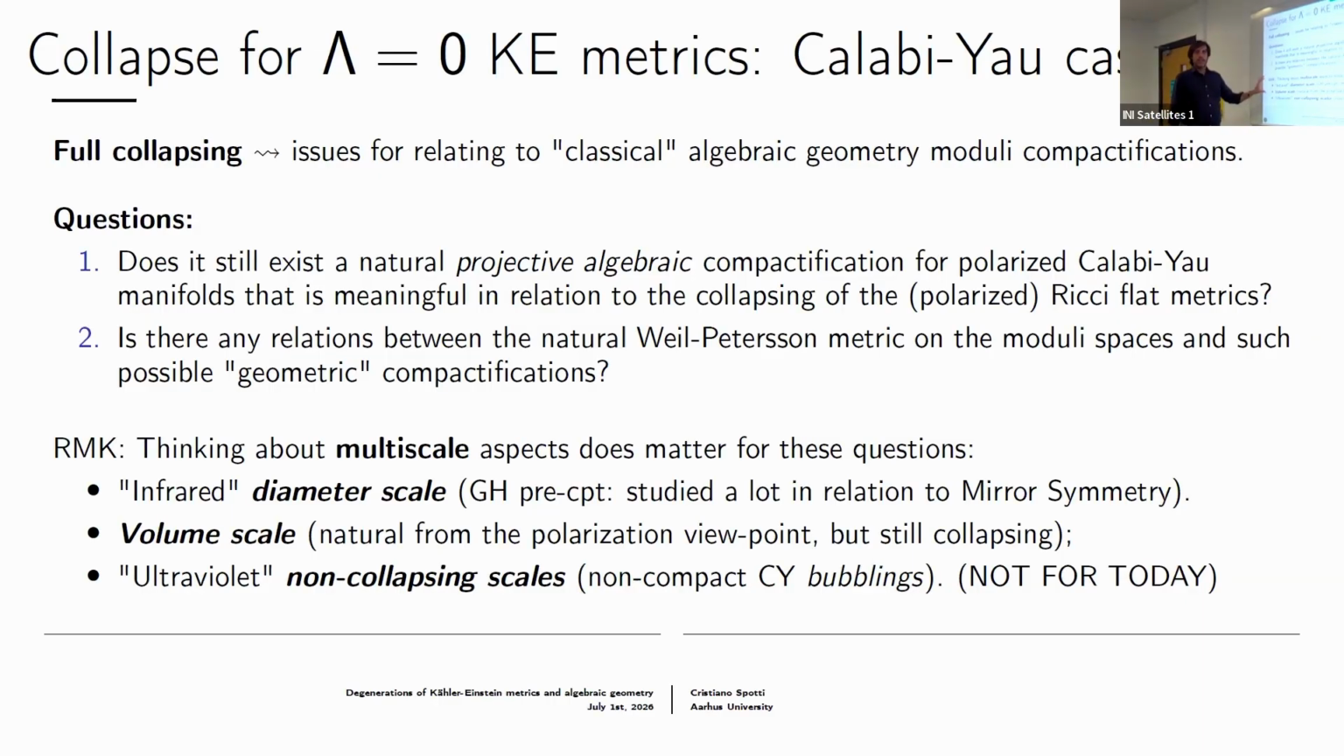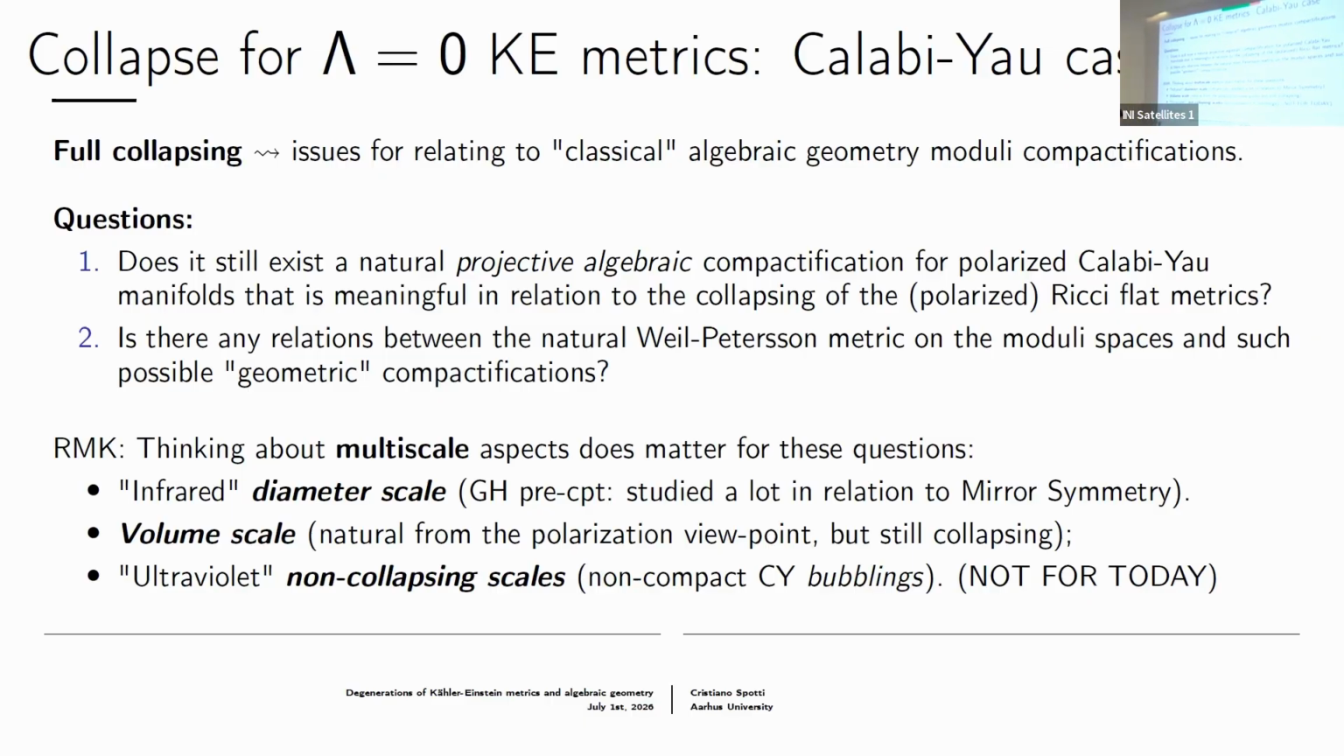Again, the understanding of the different scales becomes crucial. There are at least 3 levels of scale that, from a metric point of view, have a different meaning. If you look at the larger scale, that is the diameter scale, this is the one that has been studied a lot. You get the Gromov-Hausdorff precompactness, and it is the one that has been studied in relation to mirror symmetry and so forth.